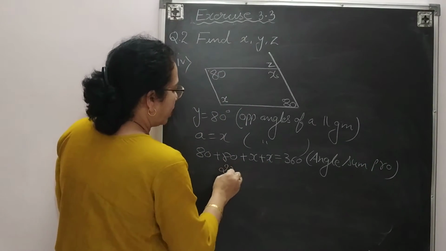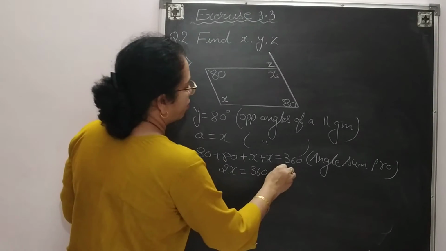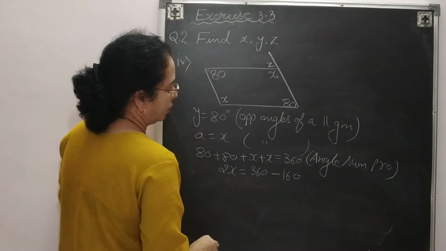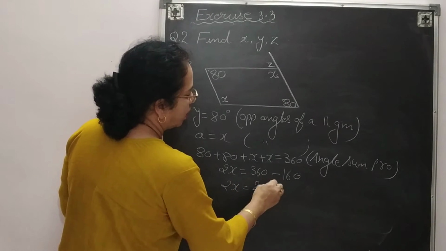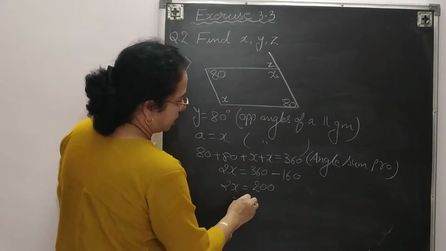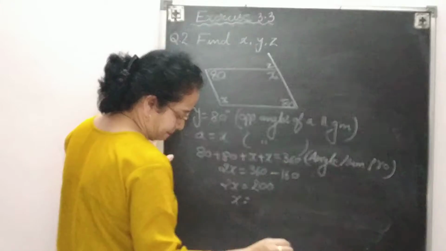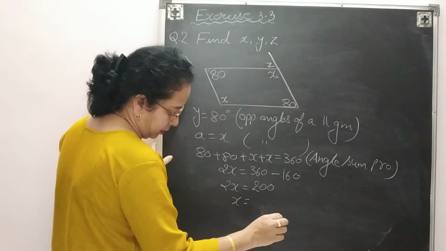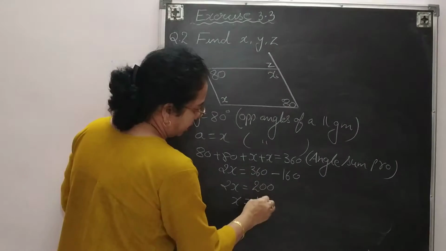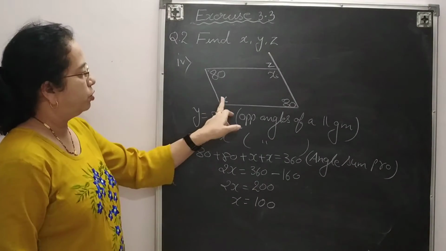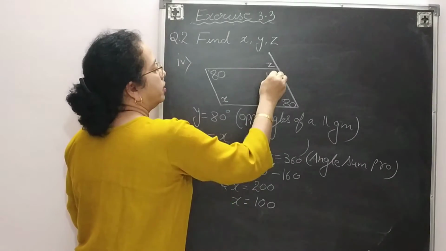So 2x is equal to 360 minus 160, since 80 plus 80 will be 160. And now the next step, 2x is equal to 200. So x is equal to 100. Yeah, correct. X is equal to 100 degree. So if this is 100, this is also 100.